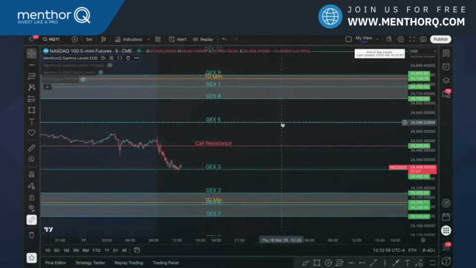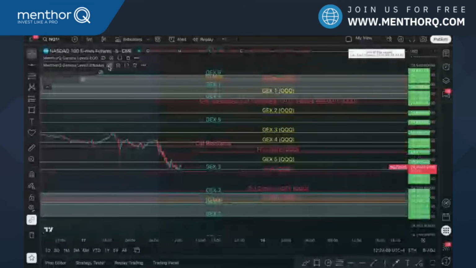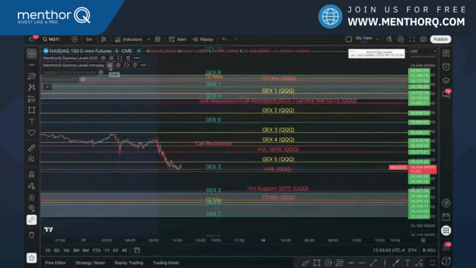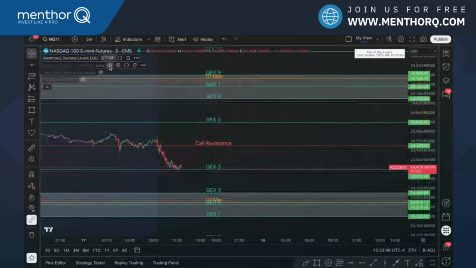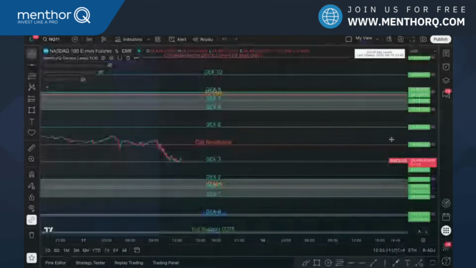So here is what the indicator does. The indicator also allows you to convert levels coming from another asset, so QQQ, NDX, etc. And here you can quickly create a trading roadmap.